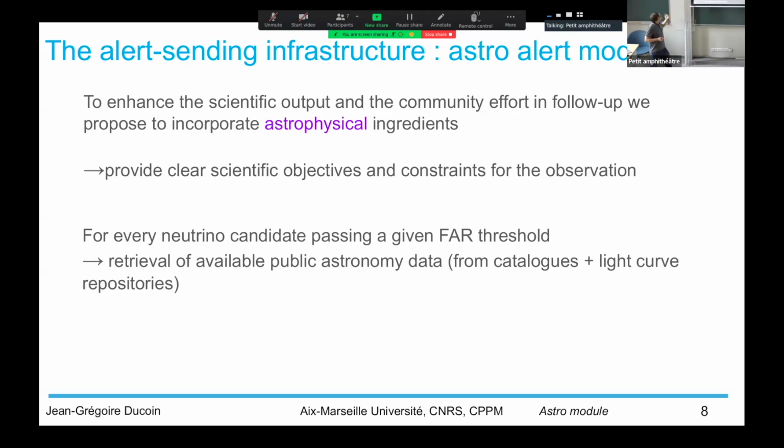So this is a real problem, I think, for the follow-up. The idea is that we want to input other astrophysical ingredients in our alert to provide the scientists a clear objective and clear constraints for their observation. Because again, you don't know if you want to expose for 1 hour, 10 hours, 1 week, if you want to be fast or not, etc. So for every one of our neutrinos passing a given false alarm rate threshold that we will define, we will try to retrieve a lot of available public astrophysical data, from catalogs to light curve repositories that are available online.